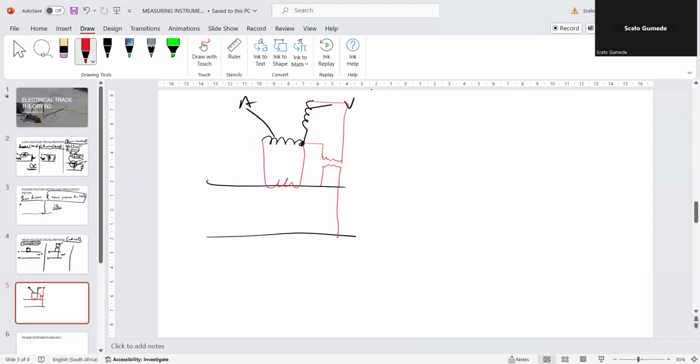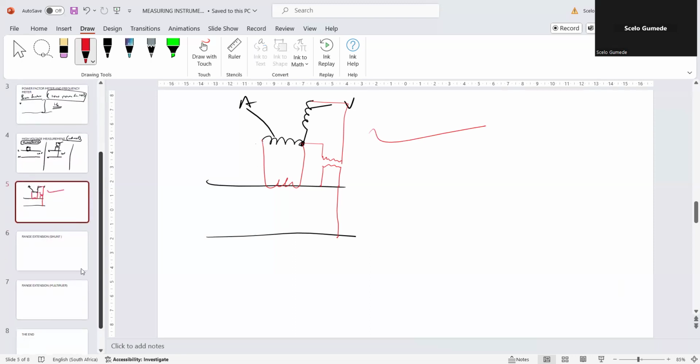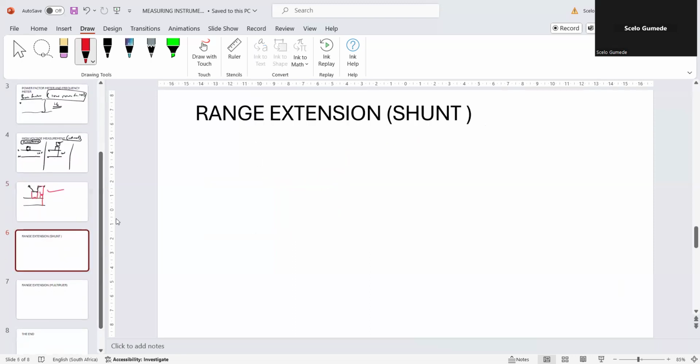wattmeter. A wattmeter and an energy meter is the same thing. So when the question says draw an energy meter or a wattmeter, we'll be drawing this. It's the same thing. All right. Now, please go through the diagrams. Please go through the diagrams. Let's look at the range extension.